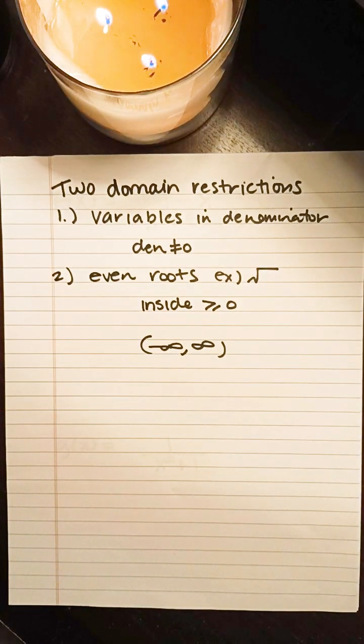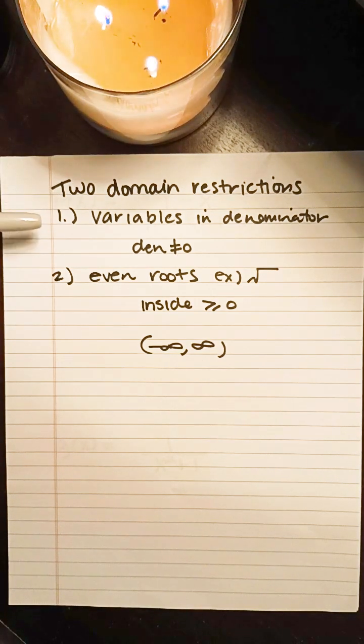When you're trying to find the domain of a function, you're trying to figure out what real numbers you can input into the function so that when those real numbers are evaluated by the function, you get out another real number. And there are two times where that won't happen. Those are called the two domain restrictions.